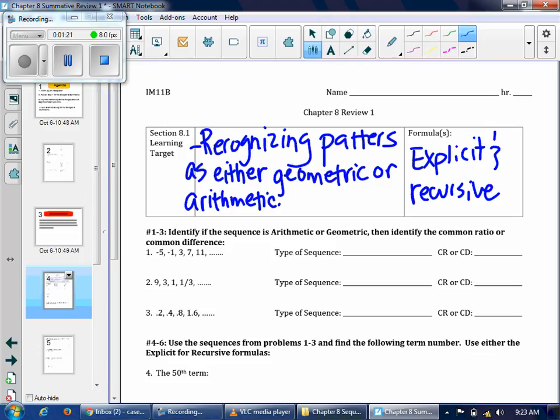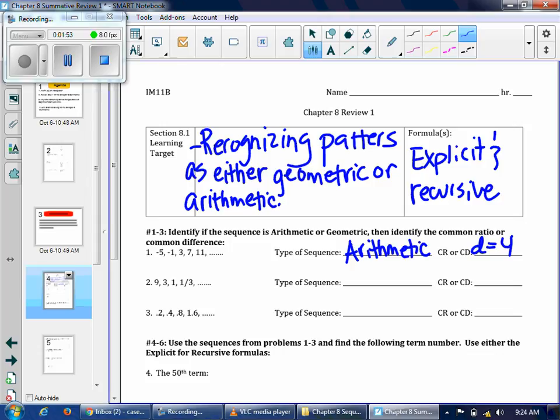Okay, number 1 through 3 asks you to identify if the sequence is either arithmetic or geometric, and then to identify the common ratio or common difference. Make sure that you label them as either D or R for the ratio or the difference. For number 1, you can see that the terms are increasing by 4 each time. So this sequence will be arithmetic, with a difference of 4.